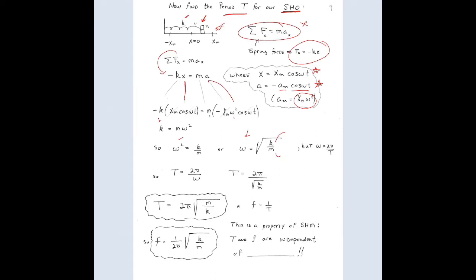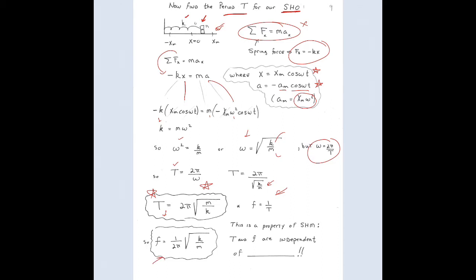k is the spring constant, m is the mass of the block. But we know that omega is 2 pi over the period, so the period is 2 pi over omega. Putting in the square root of k over m for omega, and remembering this is in the denominator, the m flips up on top, and that gets me the period. The good thing about these chapters is if you know the period, you instantly know the frequency, because the frequency is just 1 over the period. So I invert the period, and that gives me the frequency.